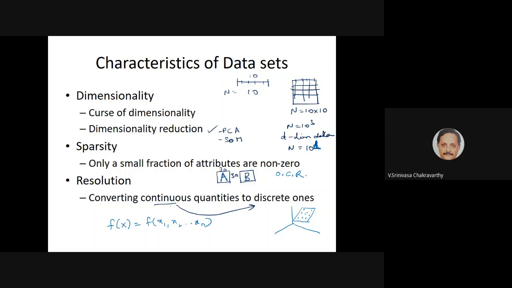So how do you deal with that kind of data? That's an important property of vectors.